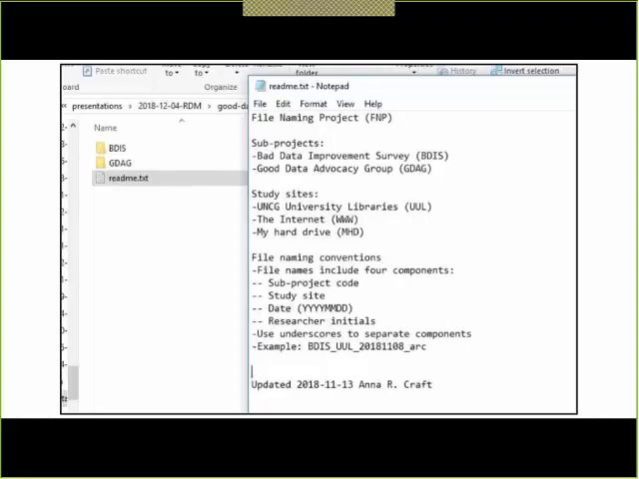So the file names include four components: the sub-project code, the location of the study site, that acronym, a date, and the initials of the researcher. So there's an example there. And that includes BDIS, which is the Bad Data Improvement Survey, UUL, our study site at the UNCG University Libraries, a date, and the initials of the researcher.